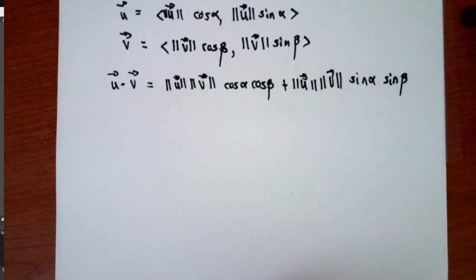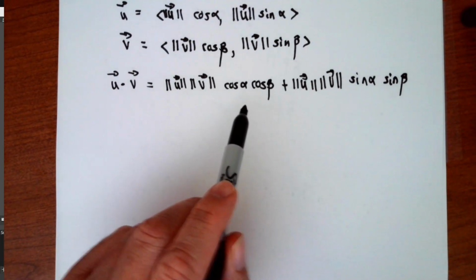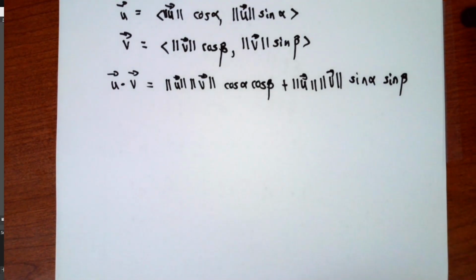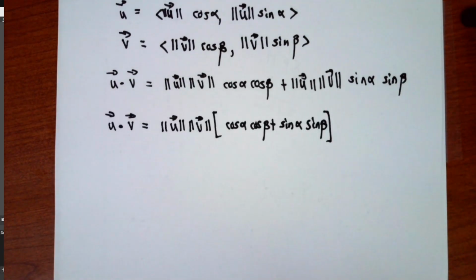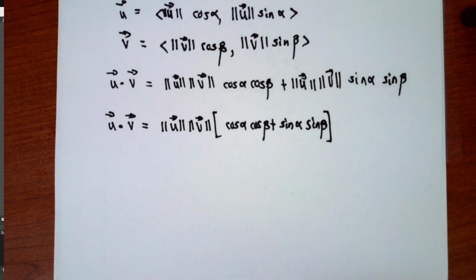Doing the dot product means multiply corresponding entries in the vectors and add them up. U dot v is the length of u times the length of v times cosine alpha cosine beta, plus length of u, length of v, sine alpha, sine beta. Obviously, I can factor the lengths of the two vectors out. But recalling our knowledge of trigonometry, cosine alpha cosine beta plus sine alpha sine beta is the cosine of the difference between alpha and beta.